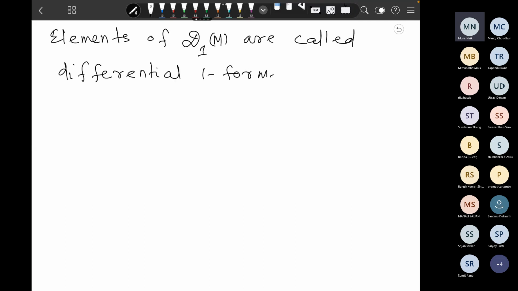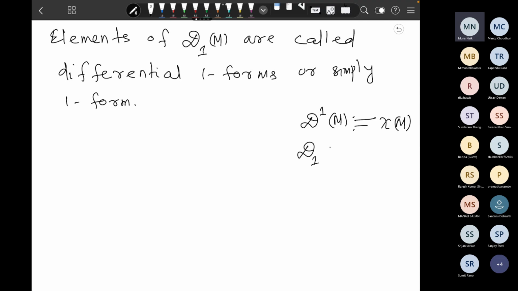Differential one forms, or simply one forms. Sometimes you write this D1M, but in most books people use a different notation: instead of D1M they write chi m, and small d1m they write as omega 1m. I may use this notation also, because it's very standard. So elements of d1m are called differential one forms, or simply one forms.